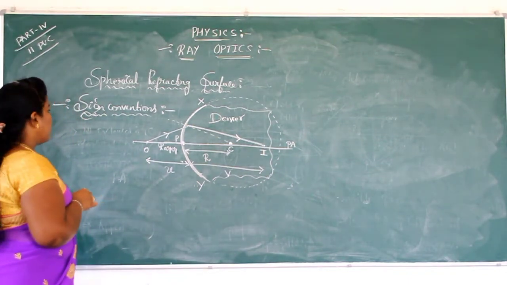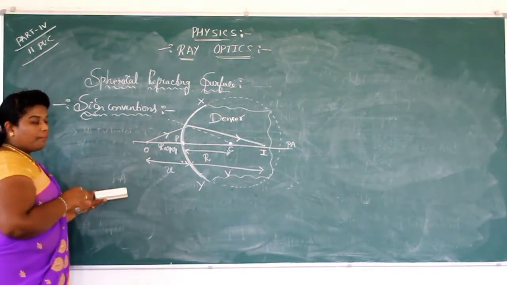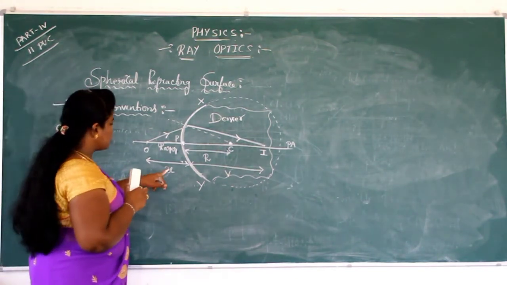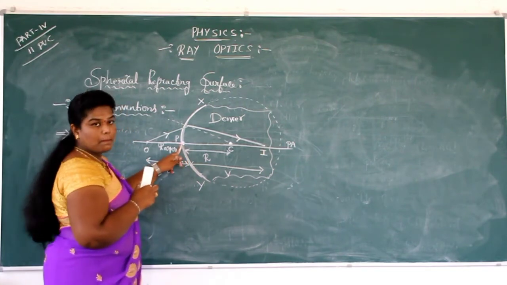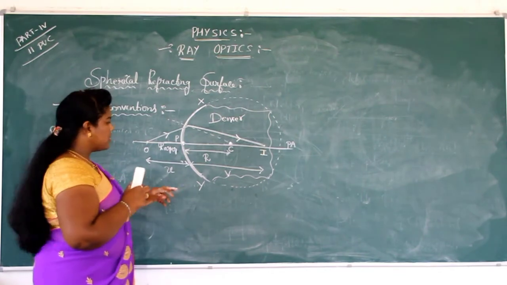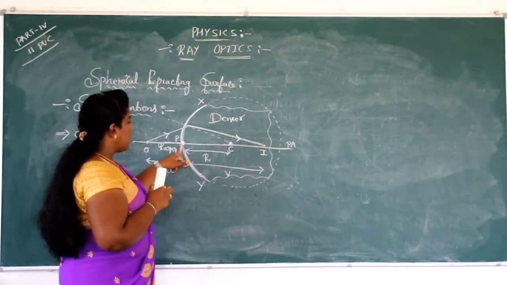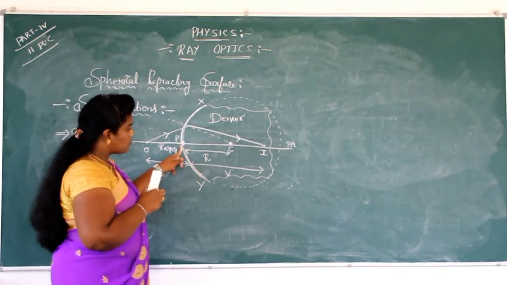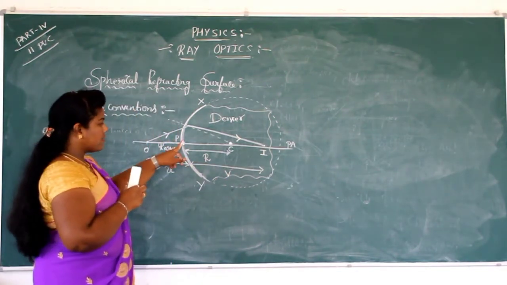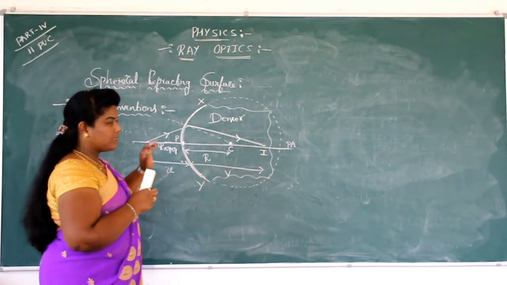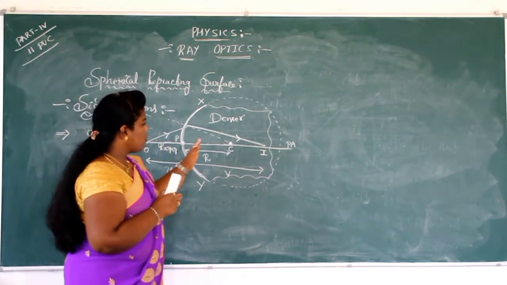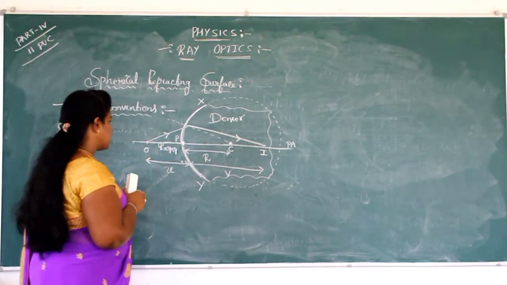And the distance between the pole and the image is called the image distance, represented by the symbol v. Now, how to measure this with the help of the sign convention? If I want to measure the object distance, I use the pole as the reference point. To measure the radius of curvature, I consider the pole as the reference point, and to measure the image distance, I consider the pole as a reference point. So for all the distances, I considered the pole as a reference point, and I measured all the distances along the principal axis.